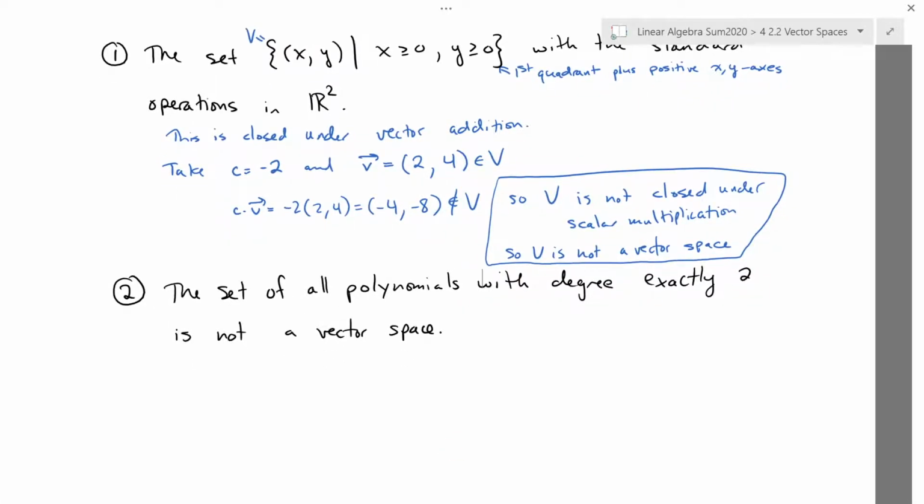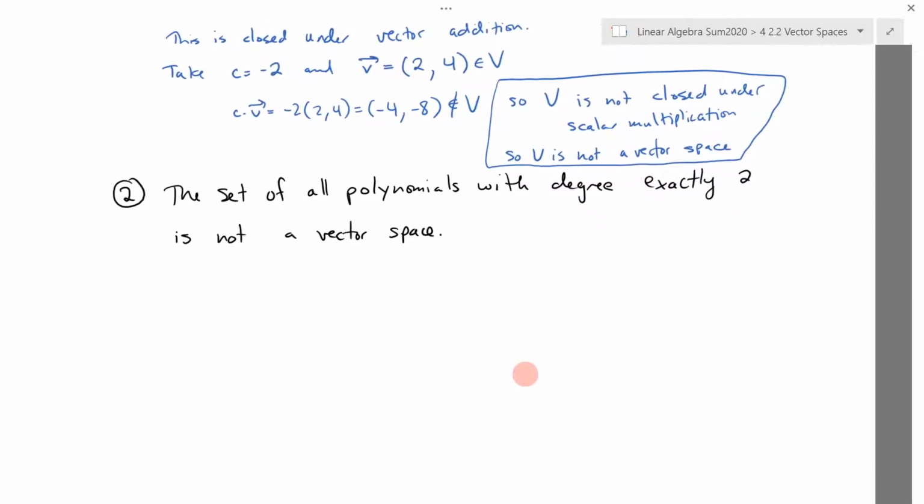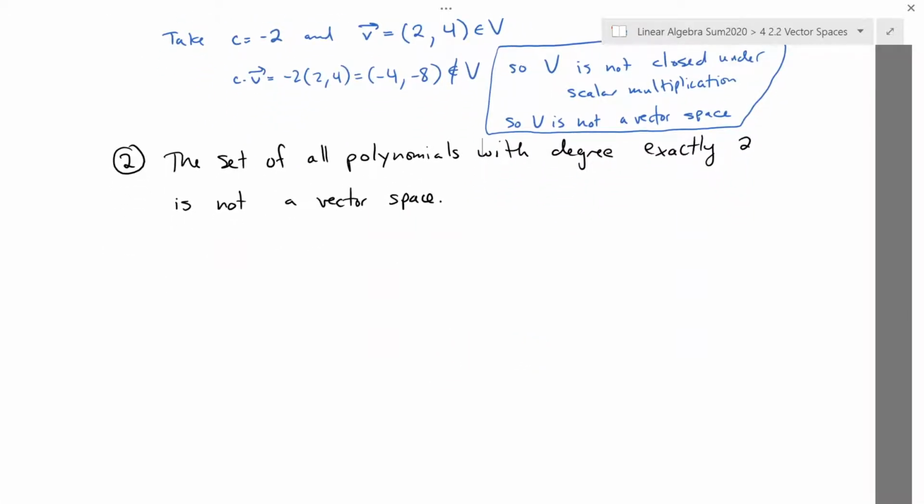But I mean, there are other properties that also fail, right? Because there's no additive inverse because you're not allowed to have negative coordinates and so on.